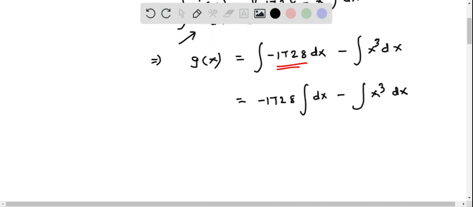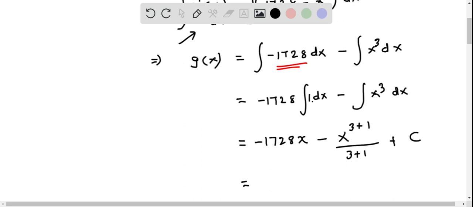Now we know that the integral of just dx, or it could be considered as 1 dx, is x. So I put this as 1728 times x, minus. Now I apply the power rule for integrating x cube. So I have to raise x to the power of 3 plus 1, divided by 3 plus 1. And then I put the constant of integration, which is plus c. Now let's simplify this. This is coming as minus 1728x minus x power 4 by 4 plus c.